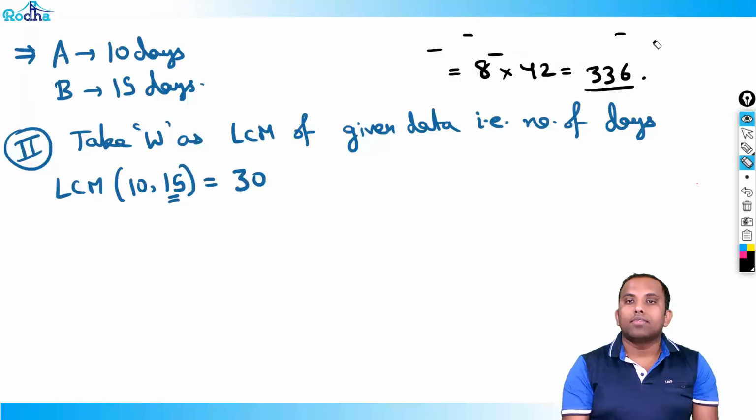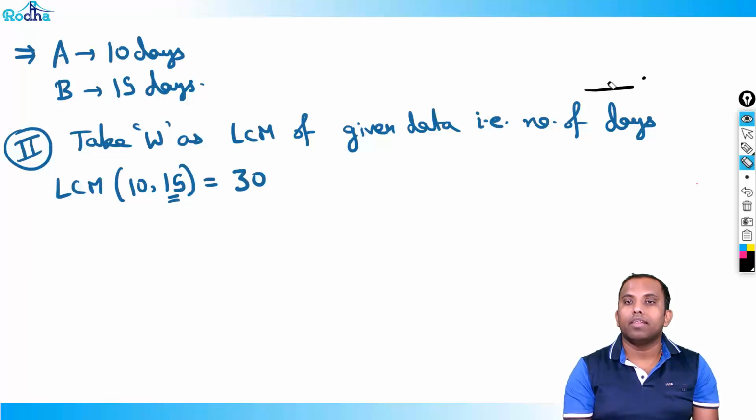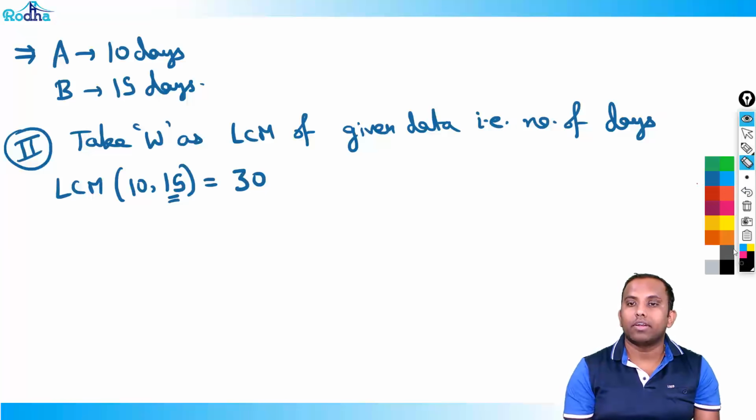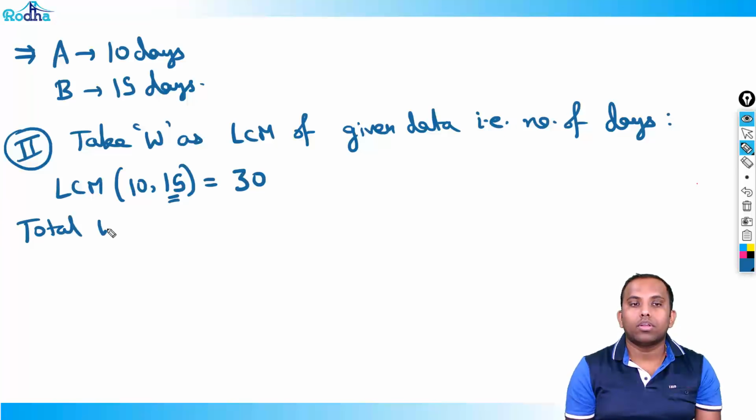So what is the LCM of 10 and 15 here? It is 30. That means take the total work as the LCM of the given data, that is, the number of days here: 10 and 15, 30. That means I'll take the total work as 30 units.